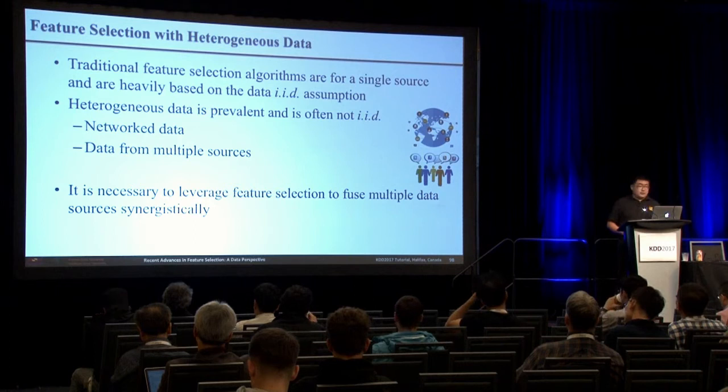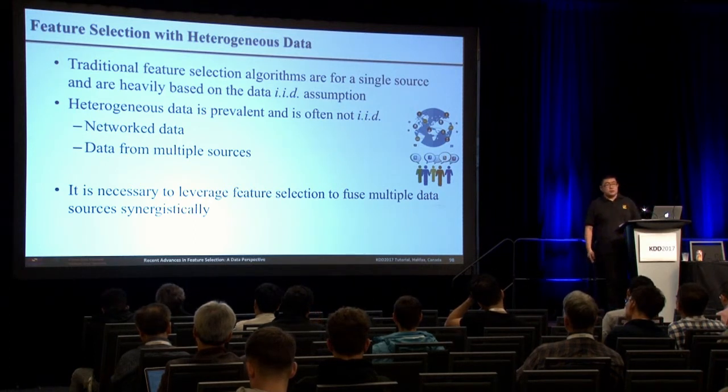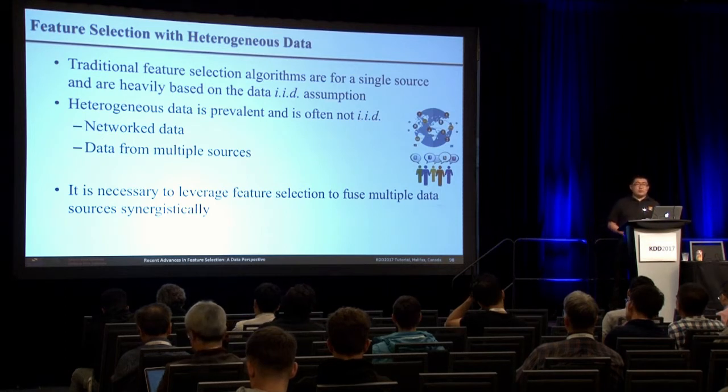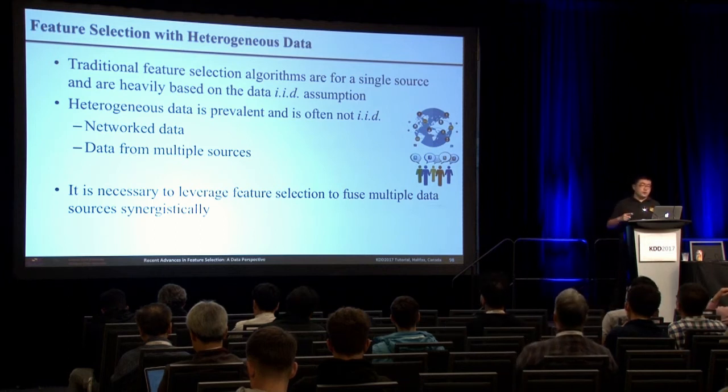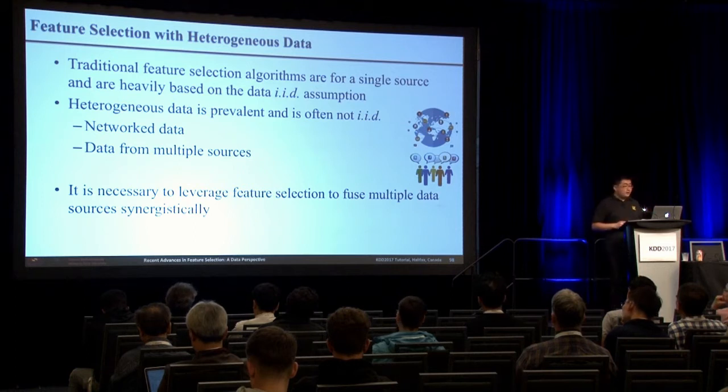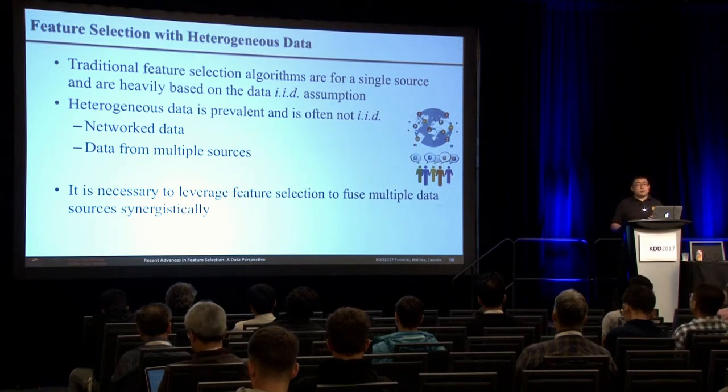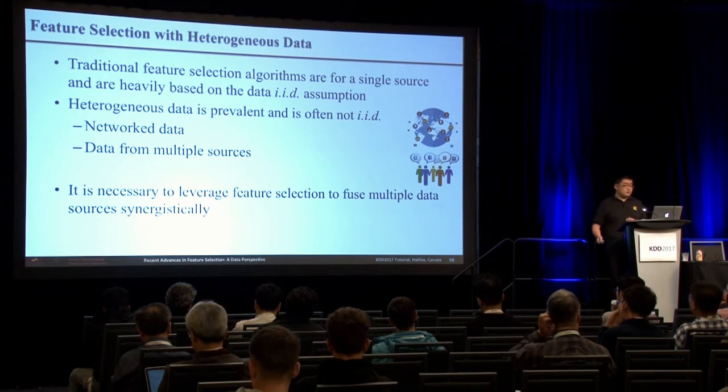Another example is that in many cases, we may have data from multiple data sources. For example, in the medical domain, we may connect different data sources to diagnose the disease of a particular patient. And supposedly, if we have data from multiple sources, since we collect more data, it can help us to achieve better performance.